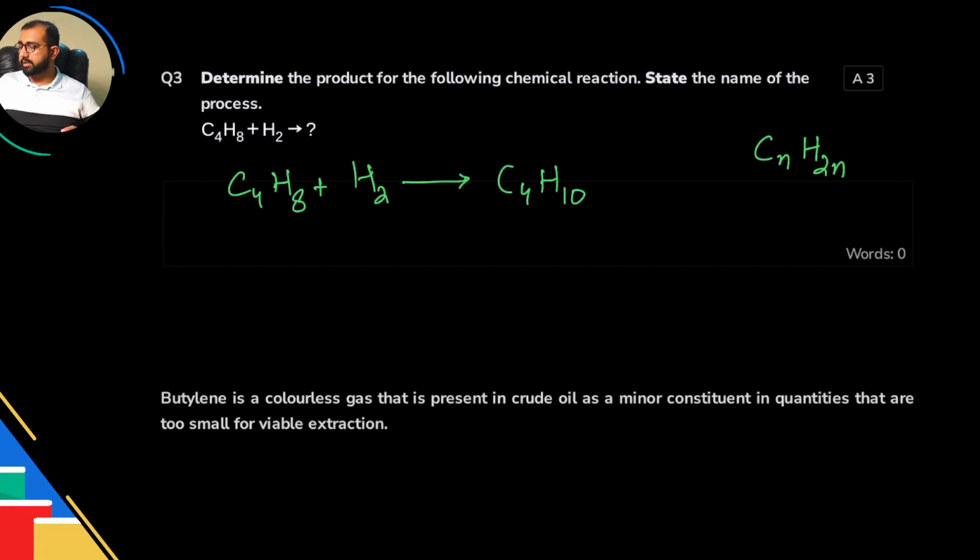Okay, next state the name of the process. So the name of the process is addition reaction. Okay, but at the same time it is addition of hydrogen, so I want to be more connected to the answer, a more relevant answer. So that's why instead of just saying it's addition, I will give a more specific name that this is hydrogenation. Okay, you can give addition of hydrogen as your answer, or you can give hydrogenation as your answer.